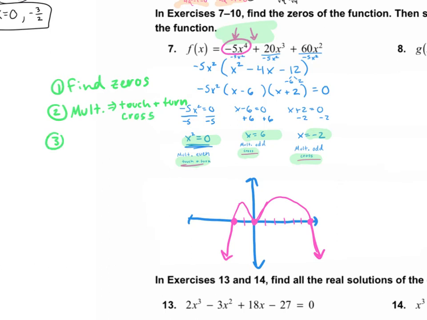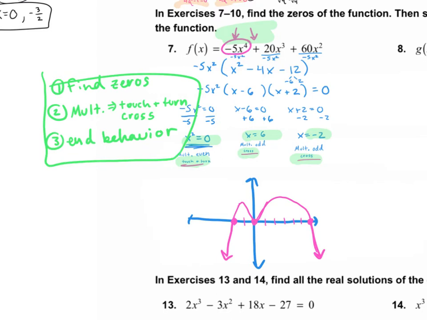And then step 3 is the end behavior. So you have to know these 3 things to graph. So if it was negative x, Scarver.